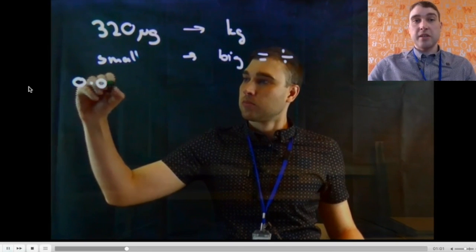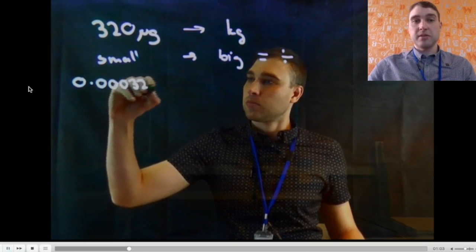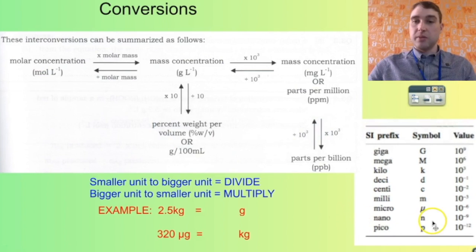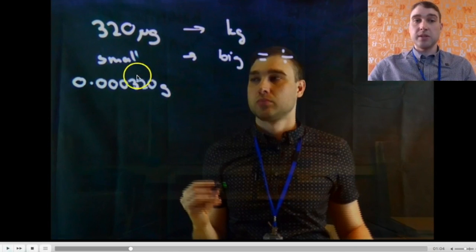Now I'm going to write out 320 micrograms in grams, and I figured that out using the SI prefixes. So here we have microgram, which is times 10 to the minus 6. So to turn that into grams, I need to move the decimal point 6 places. So I started with 320, so I move it 1, 2, 3, 4, 5, 6 places, and now I've converted the micrograms into grams, and that's a handy unit to have.